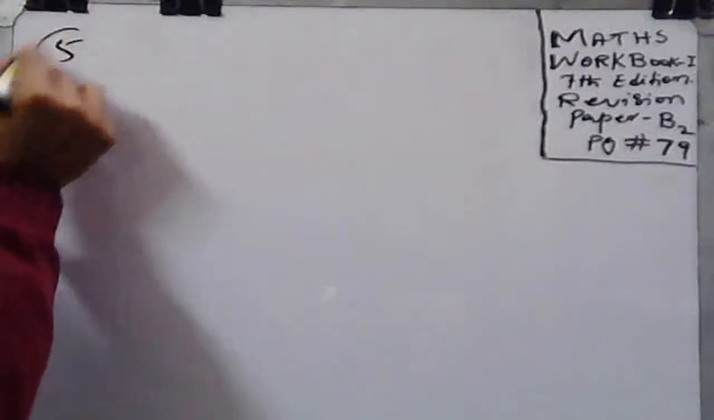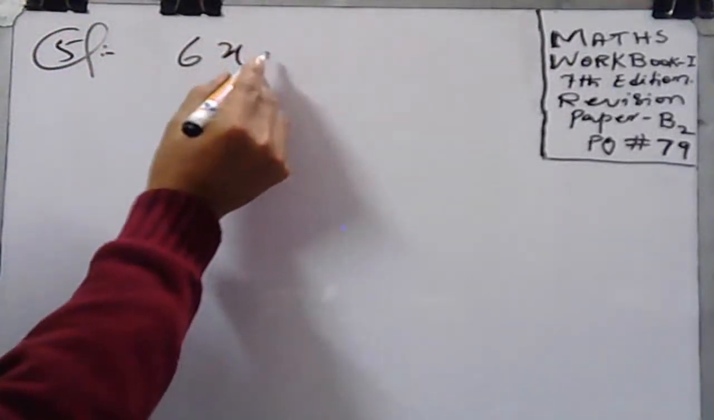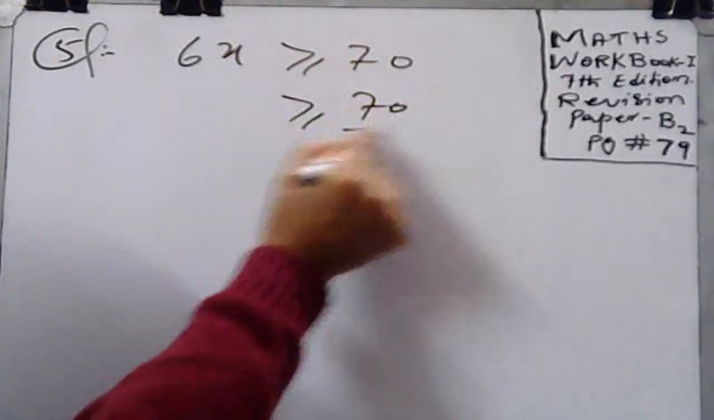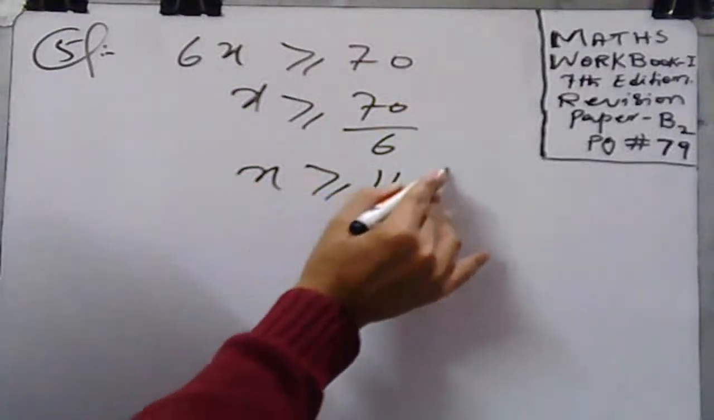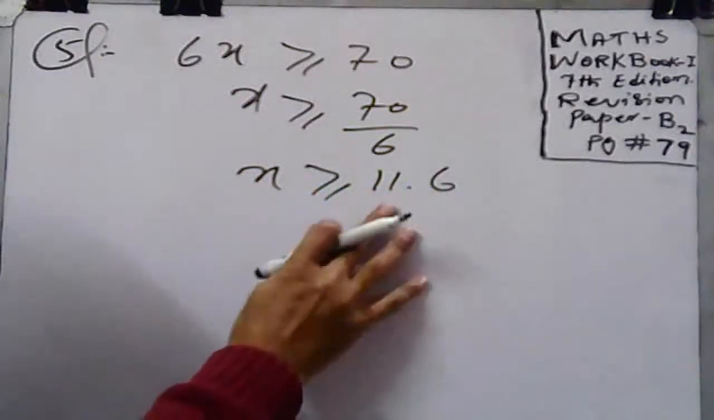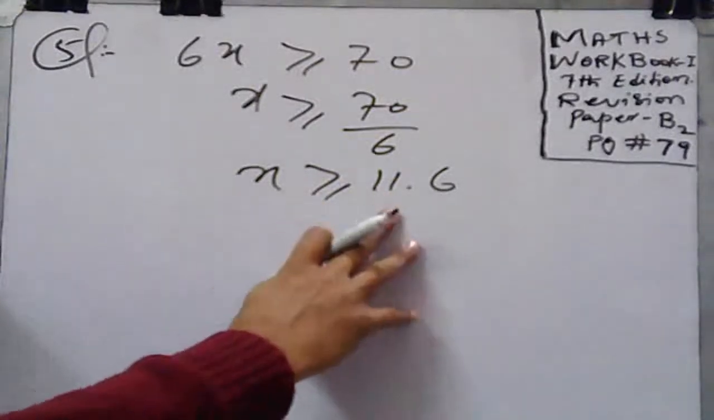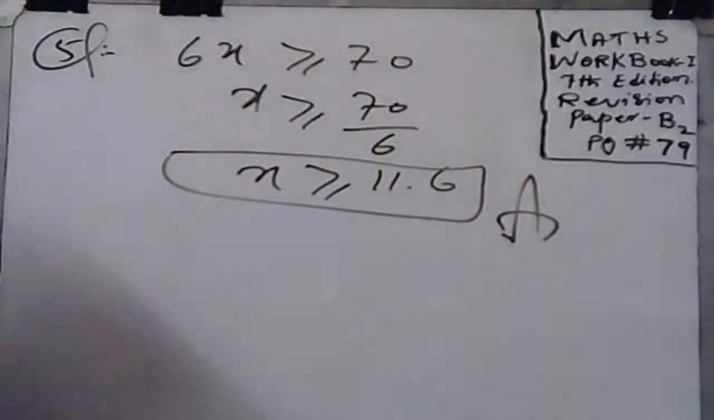Now coming to question number 5, given that satisfy the inequality. Given that the equation of inequalities is greater or equal to 70 divided by 6, if we need the value of x, divided by 11.6, so it means where 6 is a prime number, so 11, we say that 11 is a prime number, 11.6. So this is the required result.